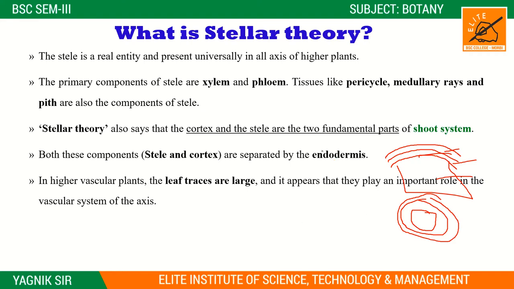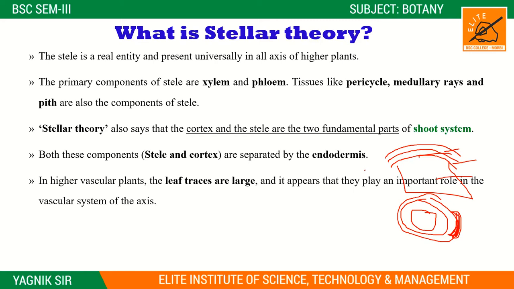So normally in higher plants leaf traces are large. Here I can just show what a leaf trace is. Normally it is a very simple structure of this vascular tissue, and these are not developed. This is called the leaf trace, and we will study it in detail in another lecture.